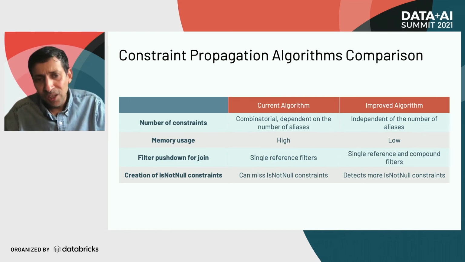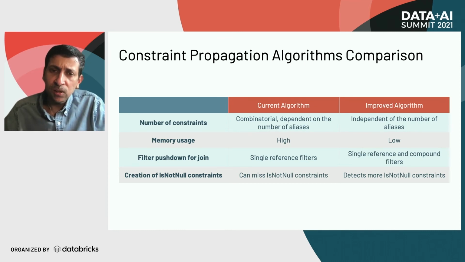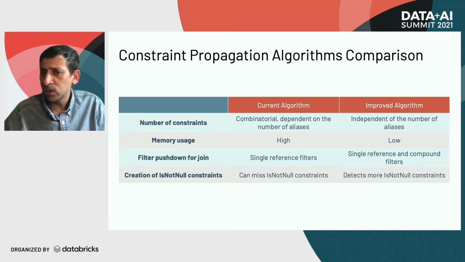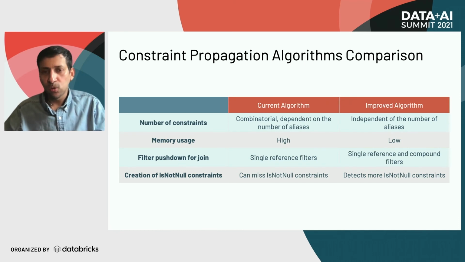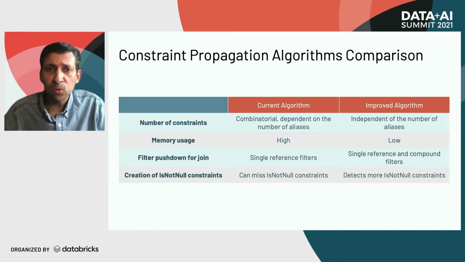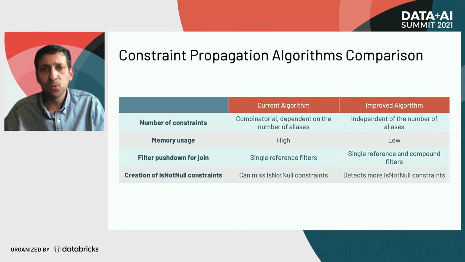And in terms of creation of is not null constraints, what we have found is that the current algorithm may miss is not null constraints in certain situations, while the improved algorithm is able to detect the constraints more robustly. So that's it from my side. I will hand it over to Jennings, who has done some benchmark studies on this to take it further.